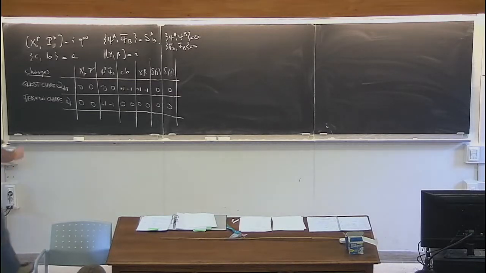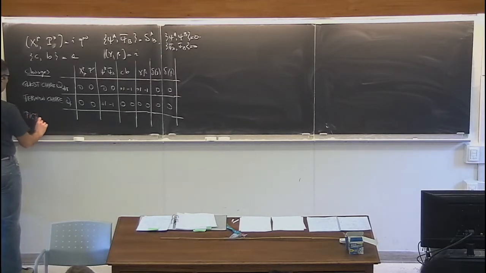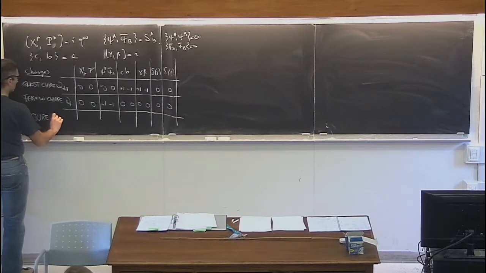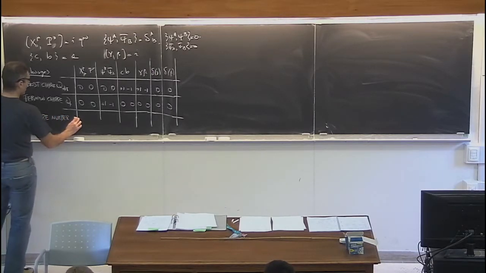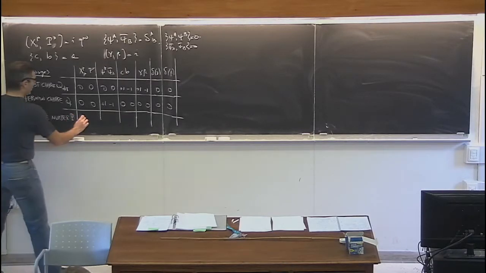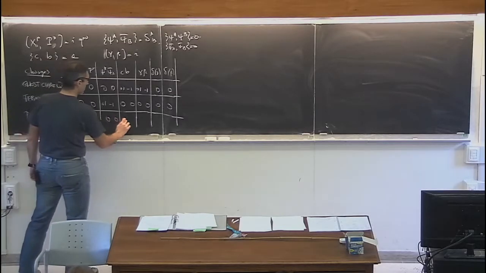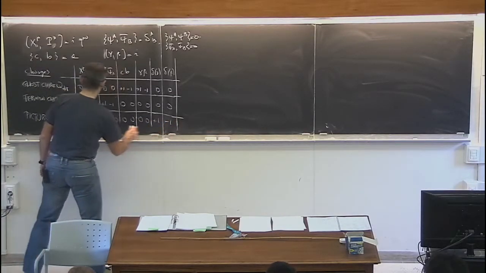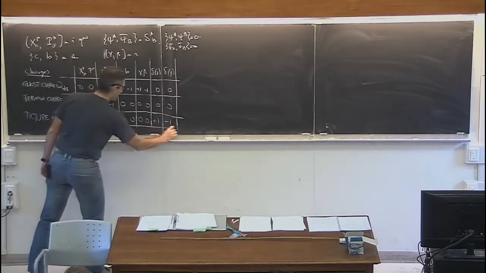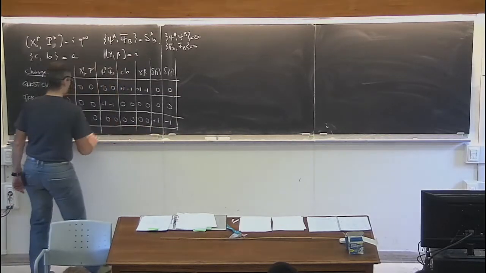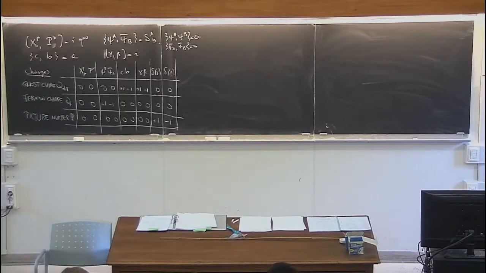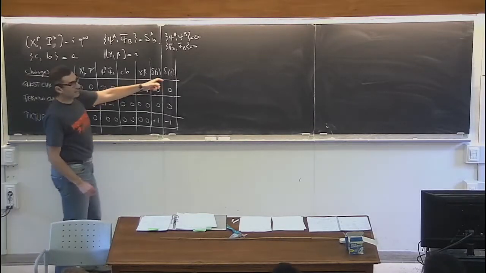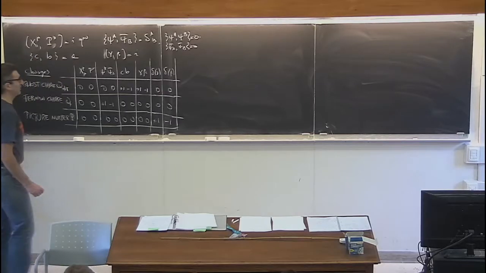And then finally there is the picture charge, or picture number. Usually it's called P. All these fields have picture 0, there's a picture plus 1, there's a picture minus 1. So the only quantities that really carry the picture are the delta functions of γ and delta function of β.